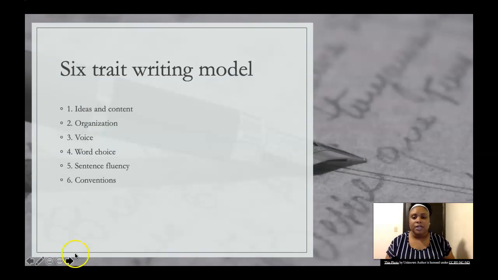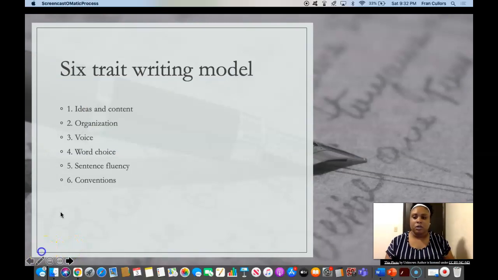Now we have our 6-trait writing model. Our first trait is ideas and content. This is focused on the writer's main ideas, the purpose of their writing, and the use of supporting details. So the writer's ideas should be clear, they should be focused, and they should be complete thoughts that are well developed with specific details.